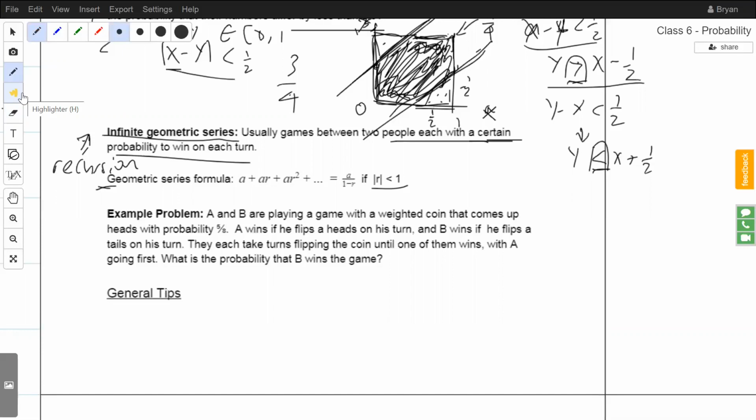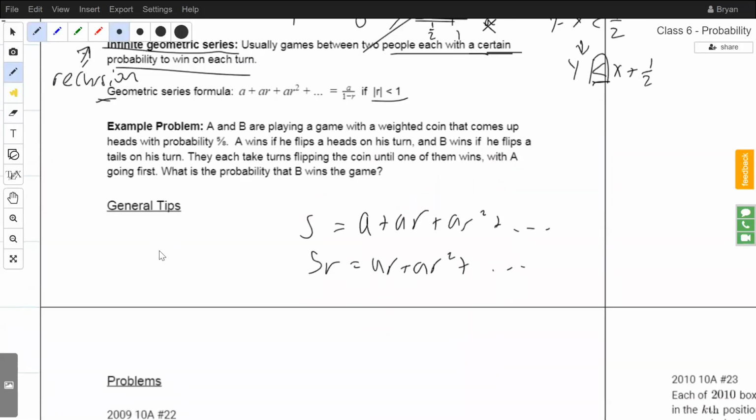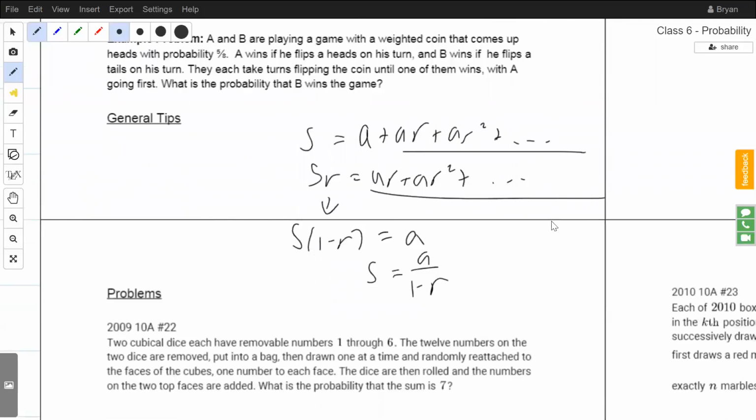Basically the way you can show this cool thing, if we let S equal the sum of A plus AR plus AR squared, we can multiply by R, so you have SR equals AR plus AR squared all the way to infinity. And we can subtract, so you have S times 1 minus R just equal to A, so S equals A over 1 minus R. And this works because you can just sort of abuse the fact that the sequences just trail off to infinity and everything cancels out. So yeah, cool thing.